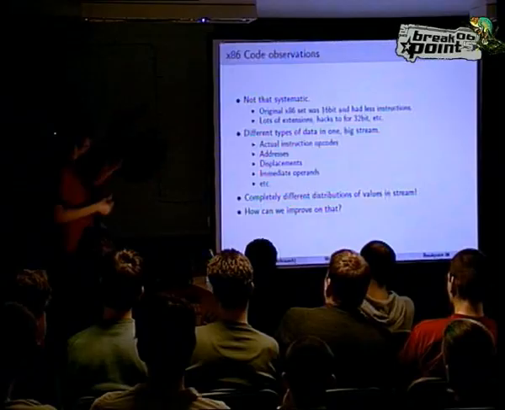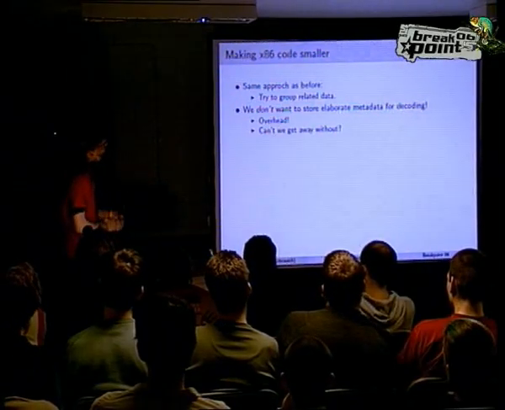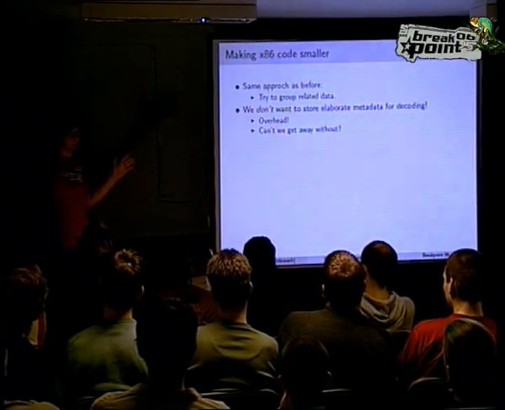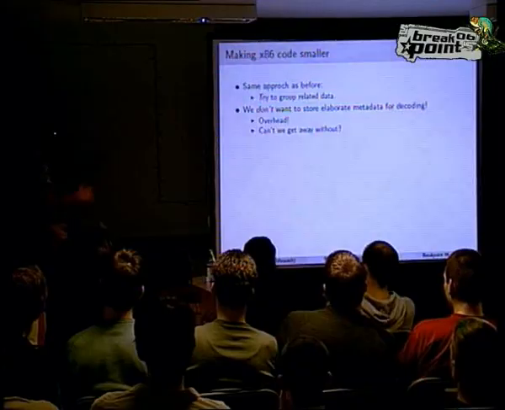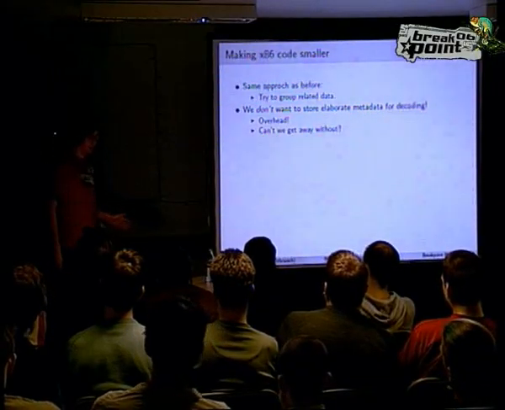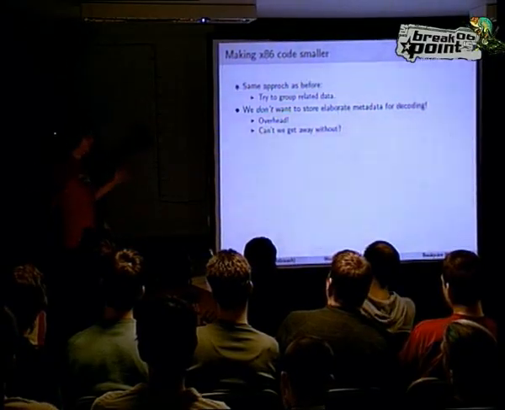So how can we improve this? How can we separate this? The idea is the same one as before, actually. We try to group data that sticks together, that belongs together. And we don't want to have to store some elaborate metadata that tells us how to decode this again and put this back into normal x86 code.